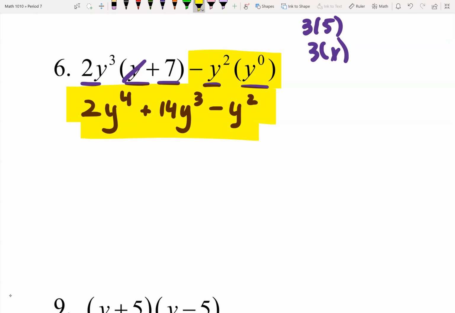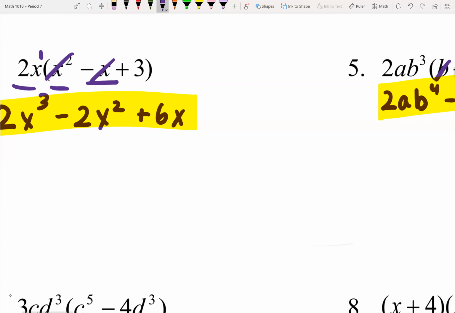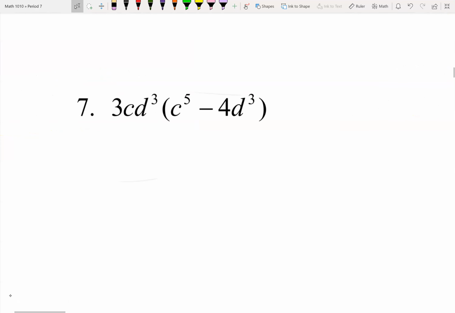Okay? Here's another way to think about it. Look forward so I can make sure that you're understanding this one. You guys, what is y to the 0 equal to? That's a 1. So it's like you have a negative y squared multiplied by 1, which gives you negative y squared. Okay? However you think about that. Okay, here's question number 7.